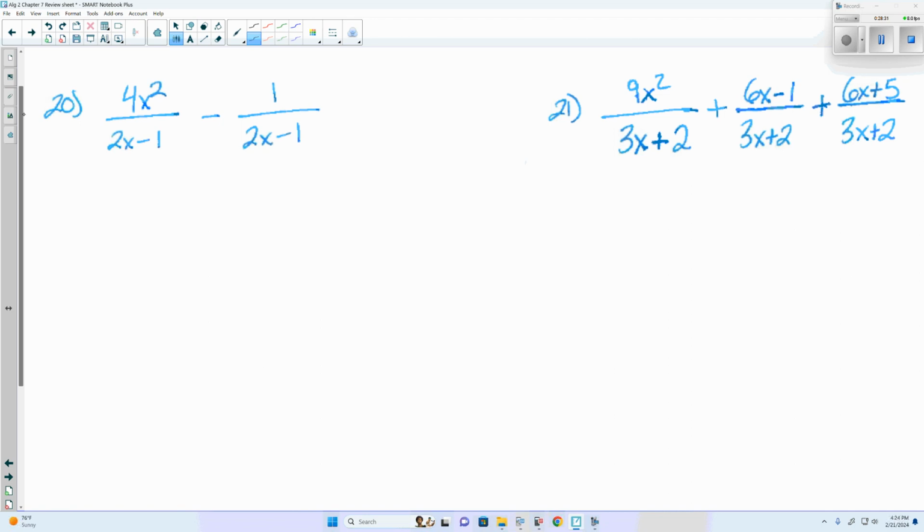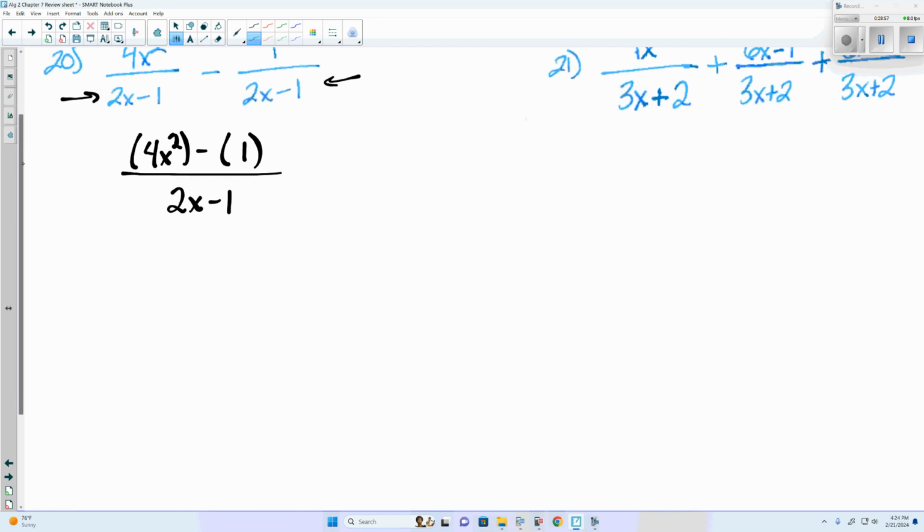Addition, subtraction. If the denominators are the same, no matter what they are, if they are the exact same expression, add or subtract the numerators. Here, the denominators are already the same. So we can take our two numerators, 4x squared, and subtract from it 1. We can subtract them from each other, which is just going to give me 4x squared minus 1.